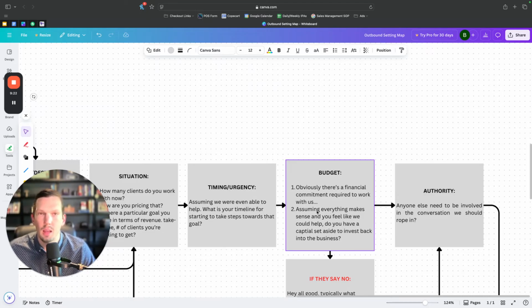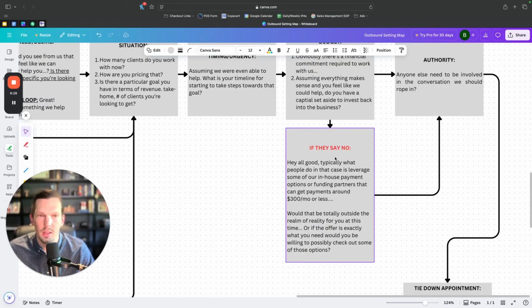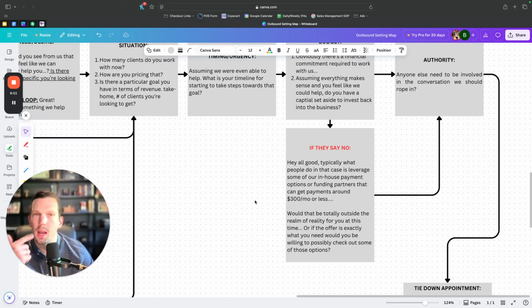But a lot of times people will just use this as a defense mechanism, like, "Oh, I don't have the money for that." So we can branch out into this idea: if they say, "I don't have a budget for this or any capital set aside," we can say something like, "Hey, all good. Typically what people do in this case is leverage some of our in-house payment options or funding partners. Honestly, we can get payments around $300 a month or less for some people. Would it be totally outside of the realm of reality for you at this time?"